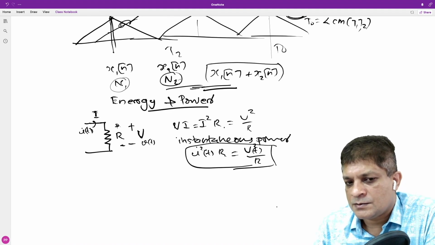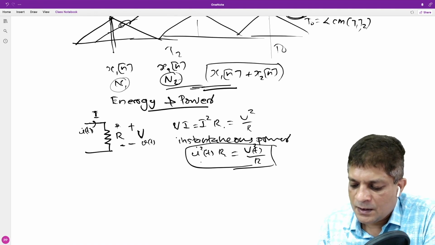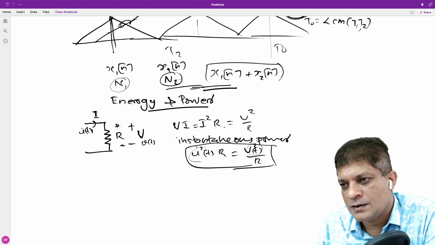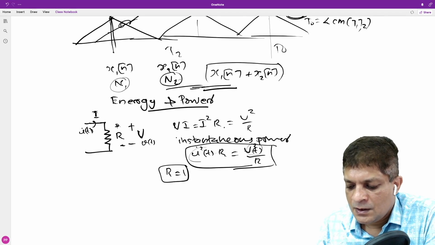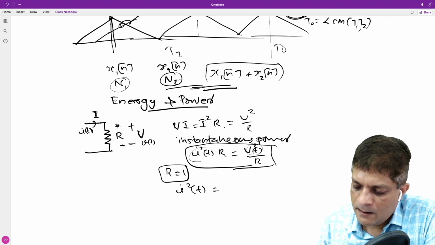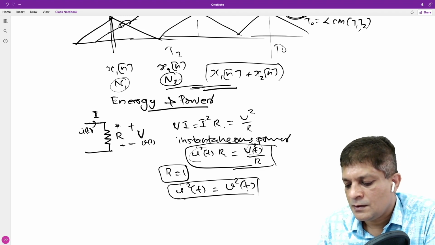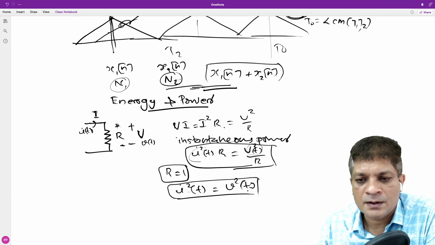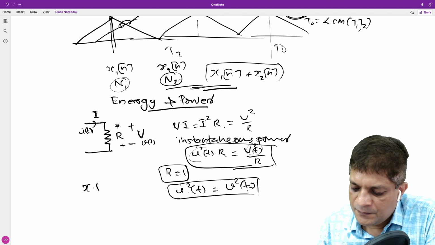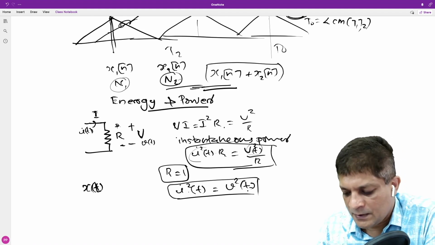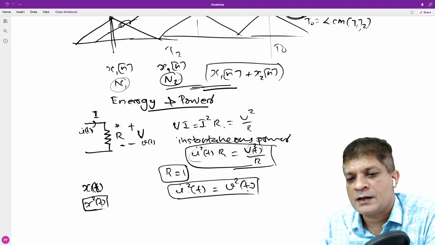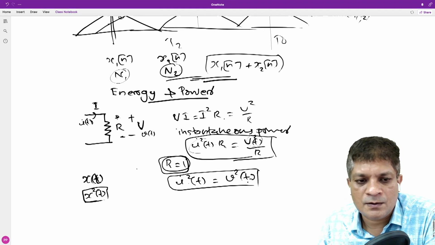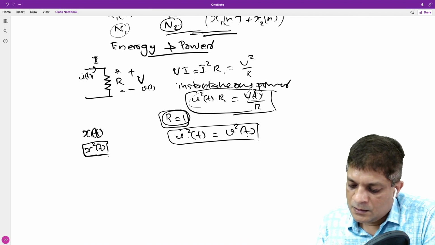So in electrical systems, the signal that we represent may be a current signal or a voltage signal. The standard convention in signal analysis is that for finding the energy and power, we take R equals 1. So in this case, the instantaneous power is i square(t) or v square(t). The advantage of using this convention is that irrespective of whether the given signal x(t) is a current signal or a voltage signal, the instantaneous power of the signal is x square(t). That's why we take R equals 1. So this is the instantaneous power of the signal.